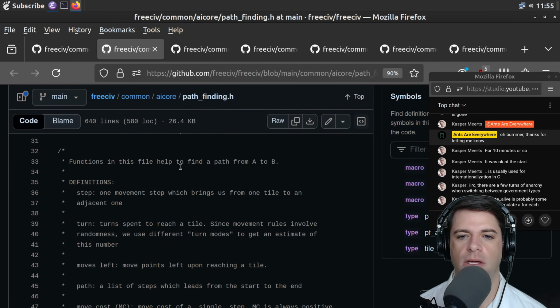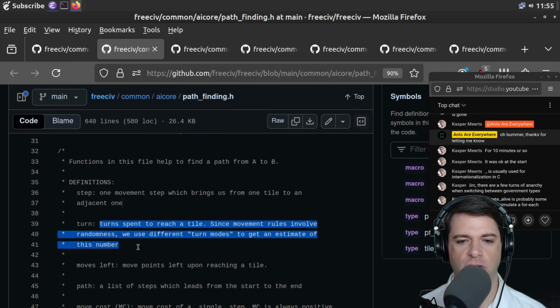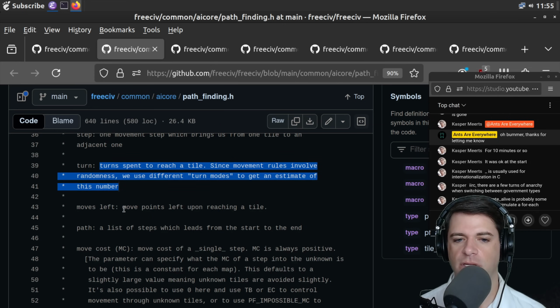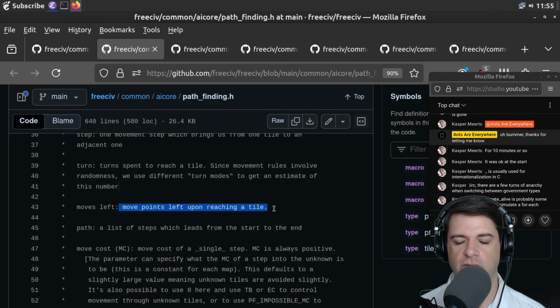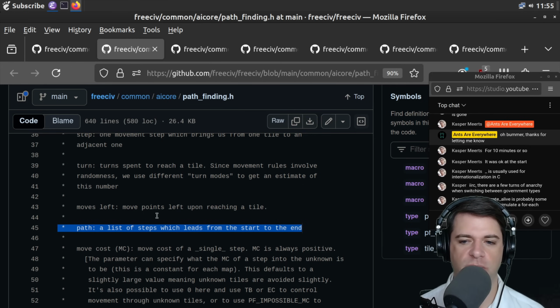Functions in this file help find a path from A to B. Definitions. Step: one movement step, which brings us from one tile to an adjacent one. Turn: turns spent to reach a tile. Since movement rules involve randomness, we use different turn modes to get an estimate of this number. And then moves left, the move points left upon reaching a tile. So once you get to a tile, how many movements do you have remaining? A path is a list of steps which leads from the start to the end.